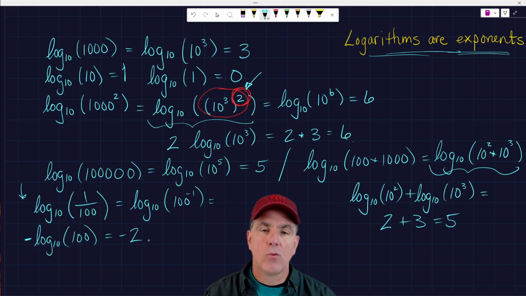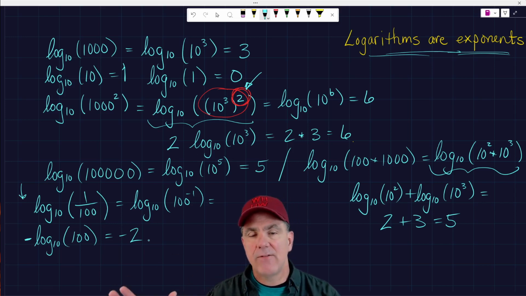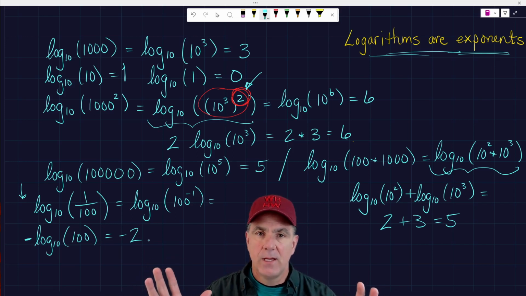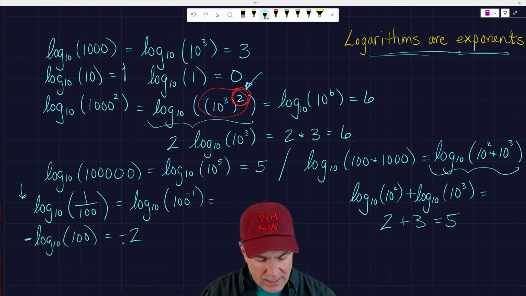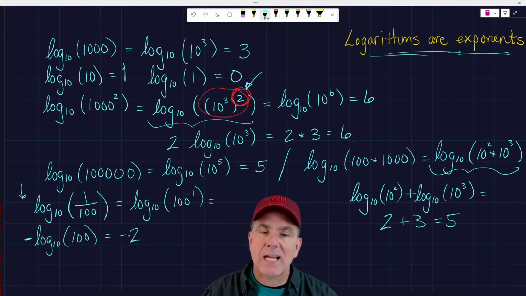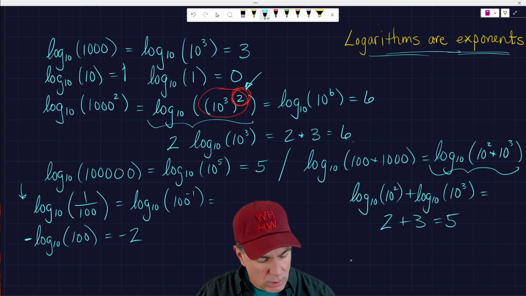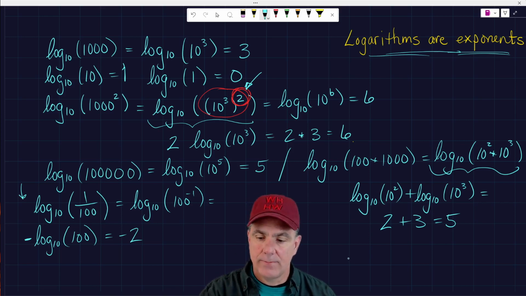This is where the whole rule comes about: if it's in the denominator, then you're going to have a negative out in front. Okay, no need to memorize any of that stuff. It's very straightforward. It's just the exponent. It's the exact same thing we would do with the exponent. Let me give you one final example.